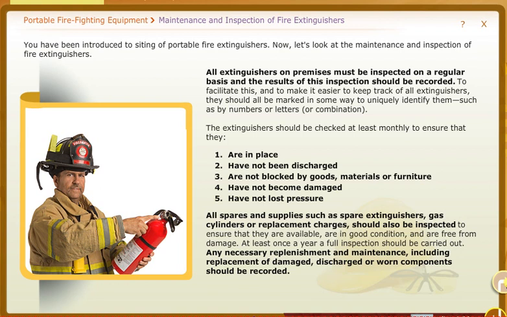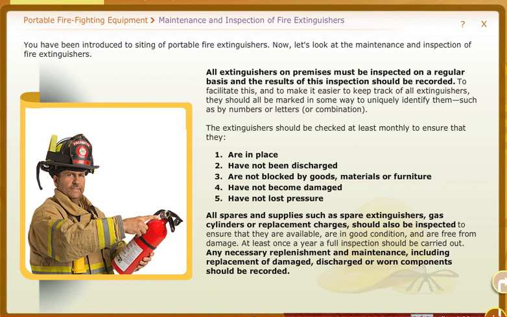All extinguishers on premises must be inspected on a regular basis and the results of this inspection should be recorded. To facilitate this and to make it easier to keep track of all extinguishers, they should all be marked in some way to uniquely identify them, such as by numbers or letters or combination. The extinguishers should be checked at least monthly to ensure that they are in place, have not been discharged, are not blocked by goods, materials or furniture, have not become damaged, have not lost pressure.